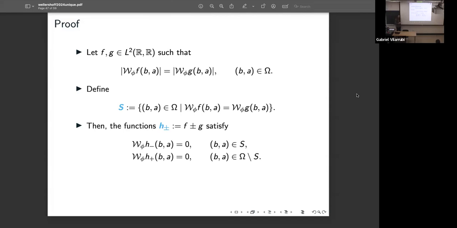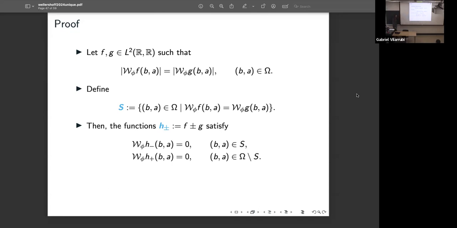And now you're going to use the fact that everything is real valued, because if everything is real valued, there are only two options. Either the wavelet transform of F agrees with the wavelet transform of G, well, we've taken care of that part. Or the wavelet transform of F does not agree with the wavelet transform of G, but in that case it must be minus the wavelet transform of G. So we're taking care of that with H plus. In this case, the wavelet transform of H plus must be 0.